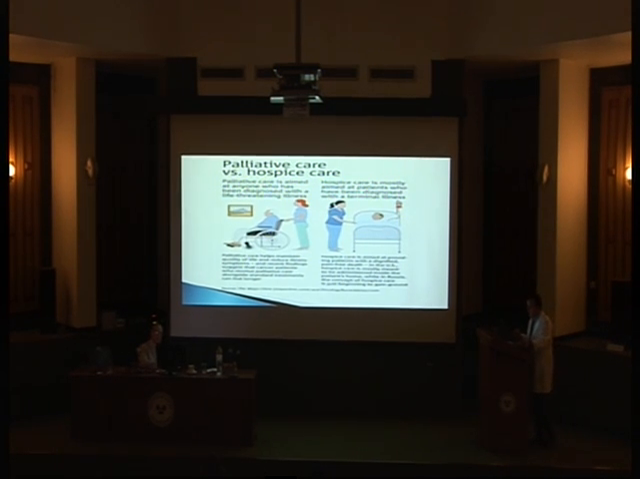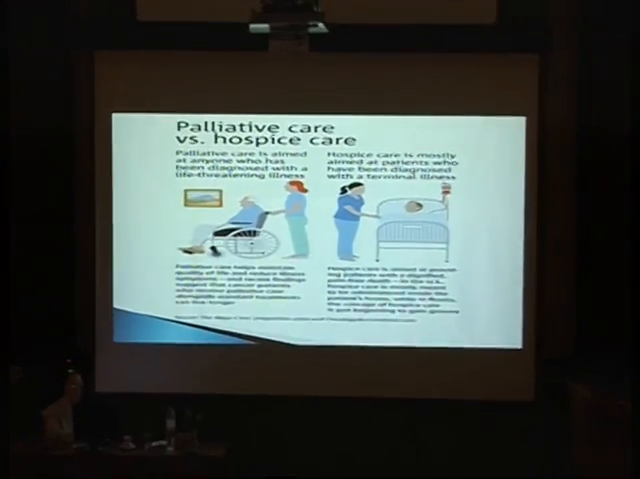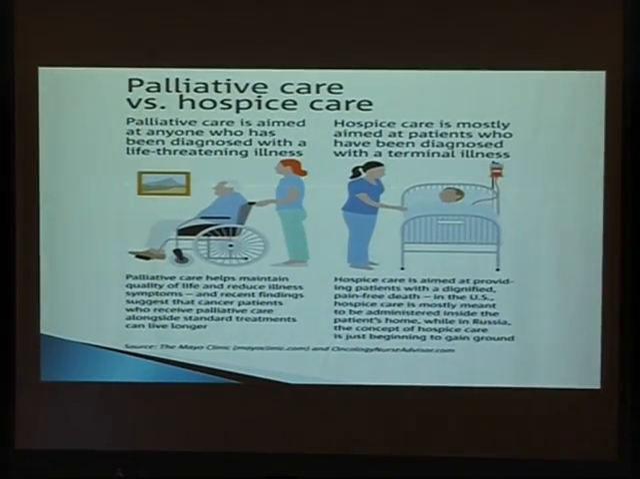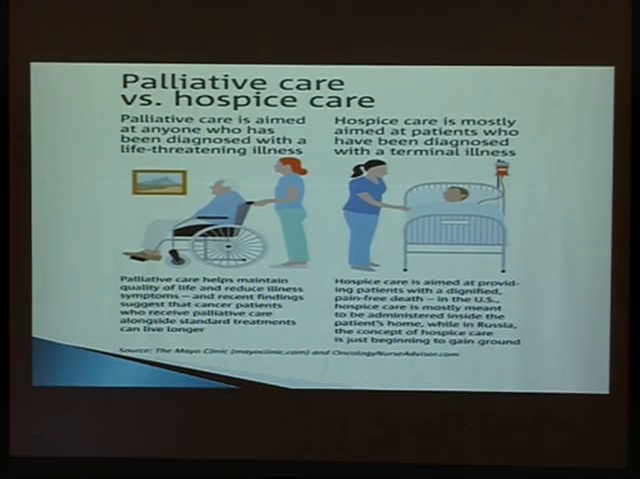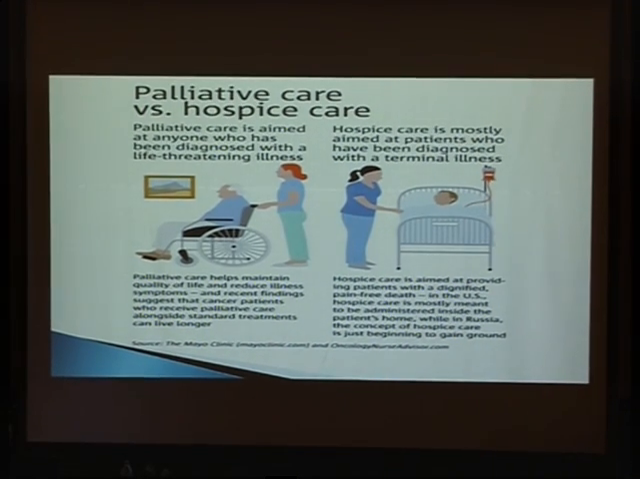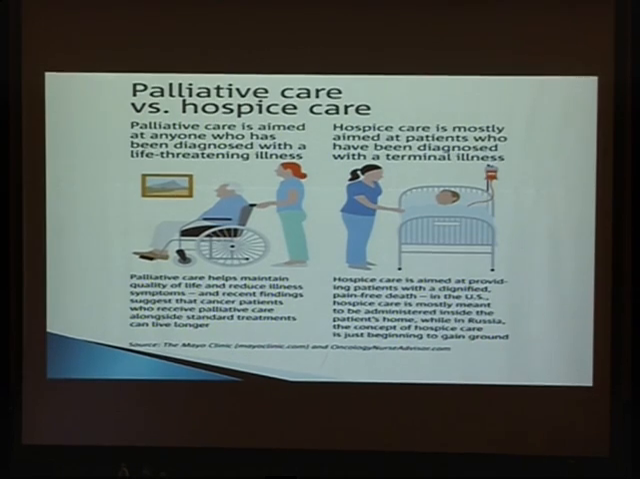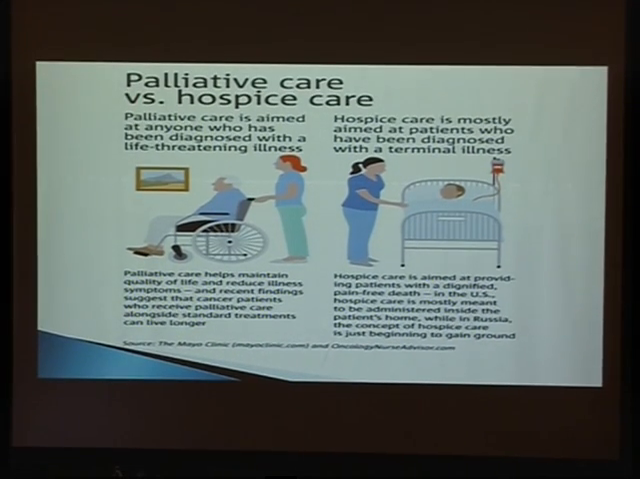At the beginning, we would like to clarify some concepts. One of the overlapping definitions is palliative care versus hospice care. It's totally different. Palliative care is aimed at anyone who has been diagnosed with a life-threatening illness. It's not terminal by definition. It's just patients who have a severe, life-threatening condition. Hospice care is mostly aimed at patients who have been diagnosed with a terminal illness, so the prognosis for patients in need of hospice service is very bad.